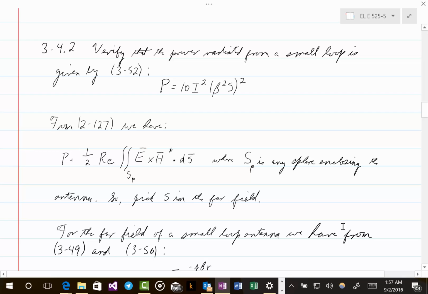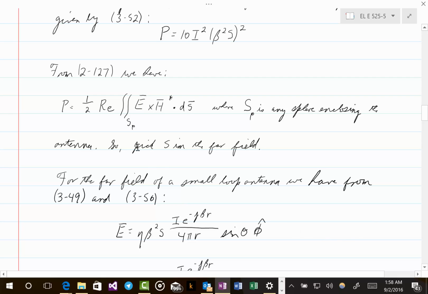Now, the next problem, which covers material from section 4 of chapter 3, is a problem about a small loop antenna. And in this problem 3, this should actually be 3.4-2. So let me change that real quick. 3.4-2. We're asked to verify that the power radiated from a small loop is given by this formula here. P is equal to 10 I squared times the quantity beta squared S quantity squared.